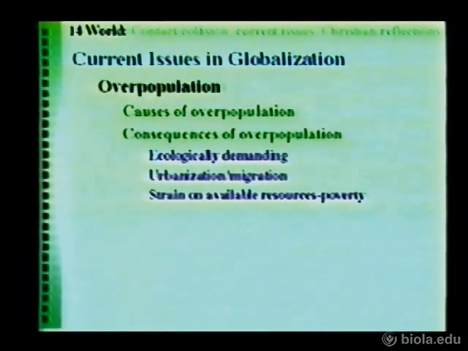Well, this puts additional strain on the available resources, and the result is poverty. You are getting a disparity between the wealthy and the poor. And so overpopulation is resulting in massive amounts of poverty and the rapid spread of shanty towns and folk who are living off of the economic edges of the rest of society.